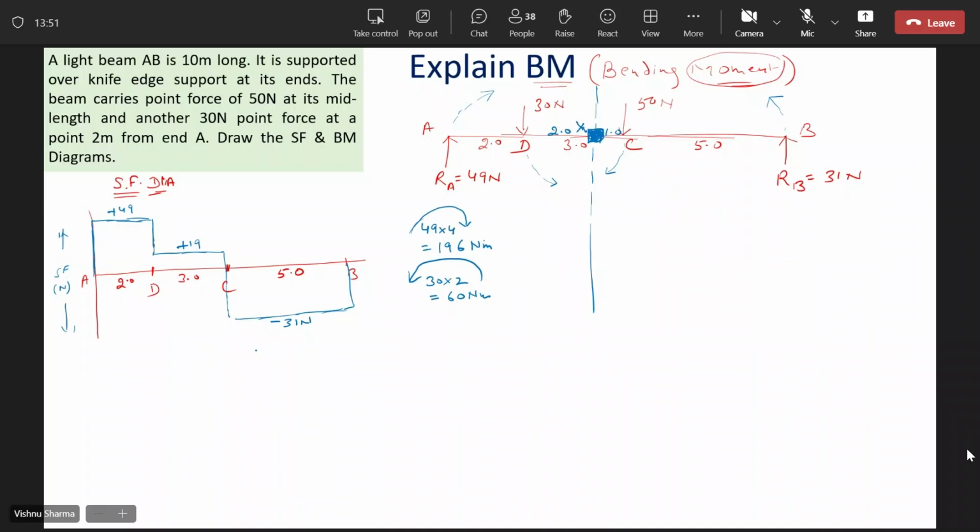So what is the resultant of the moment caused by the forces to the left of X? The resultant is, if I'm not mistaken, 136 Newton meter and this is in the clockwise direction. Am I right, guys? Anybody has any questions on getting 136 Newton meter in the clockwise direction? If anybody has any questions, let me know. Anybody in the class, guys, wants to clarify?